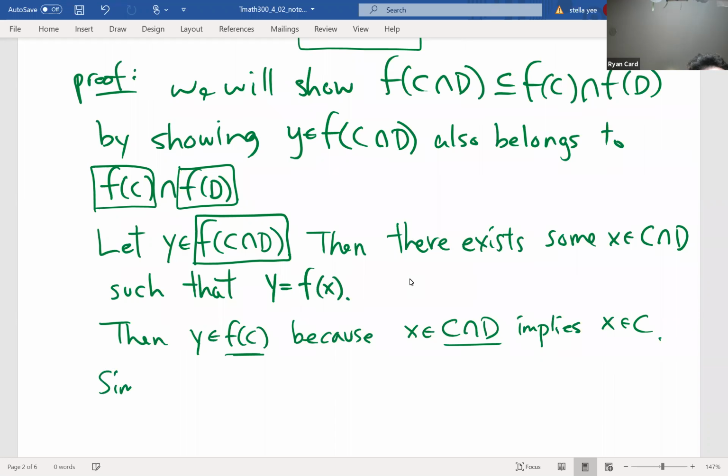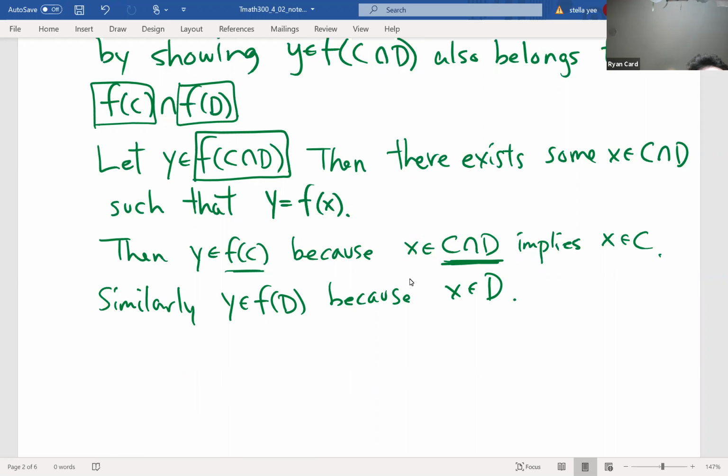Similarly, y has to belong to f of D because x is part of D as well, because x is in the intersection of C and D. Okay. Now I've shown that y belongs to f of C and y belongs to f of D, so it's in the intersection of those two sets.